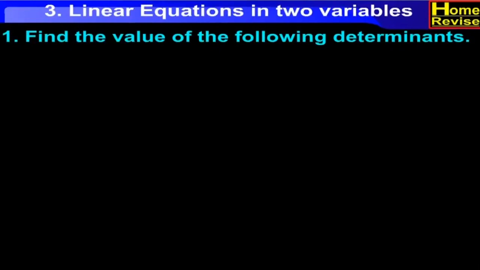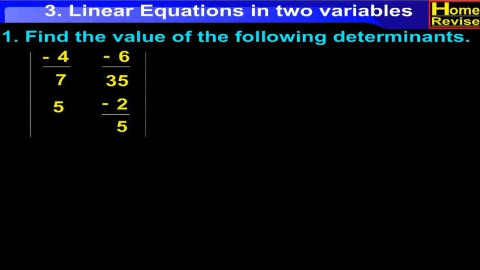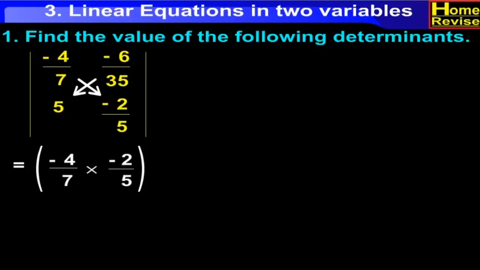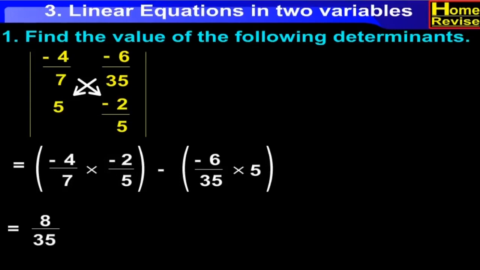In the determinant, minus 4 upon 7, minus 6 upon 35, 5, minus 2 upon 5, is equal to minus 4 upon 7 into minus 2 upon 5, minus minus 6 upon 35 into 5, is equal to 8 upon 35 plus 30 upon 35, which is equal to 38 upon 35.